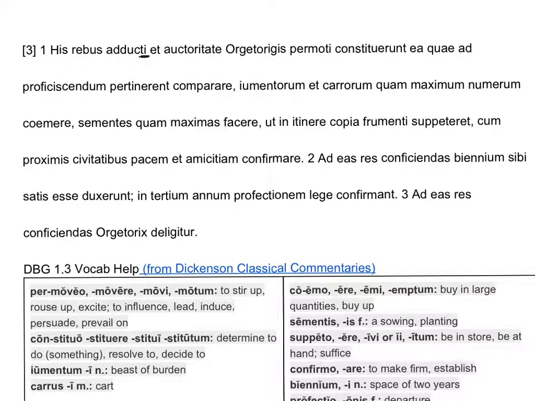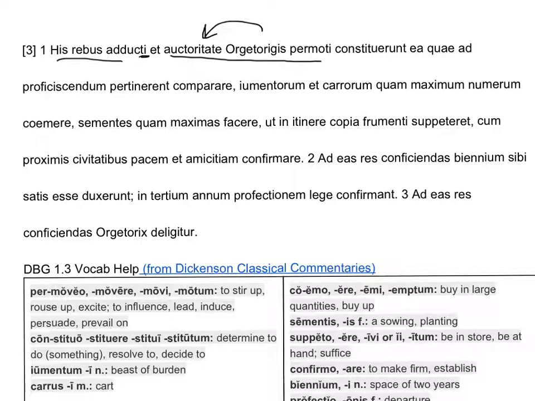Motivated by these things, and, oh look, another ablative, and this is talking about the authority of Orgetorix, and here we have another perfect passive participle, permoti, moved by this. So we've got two participial clauses describing the subject, and the subject isn't even stated, and then we have the verb. Constituerant: decided. So the Helvetians decided something, and that is an important word.